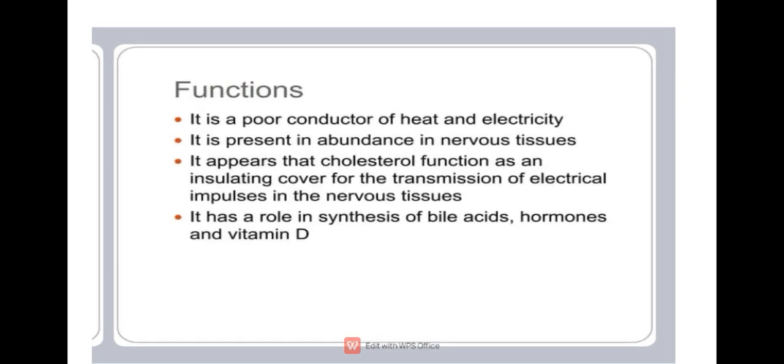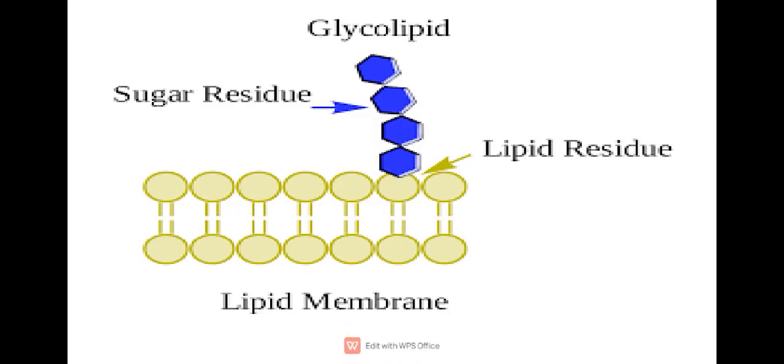It's a poor conductor of heat and electricity. It's present in abundance in nervous tissues. It appears that cholesterol functions as an insulating cover for the transmission of electrical impulses in the nervous tissues. It has a role in the synthesis of bile acids, hormones, and vitamin D. Next, the lipid membrane: sugar residues and lipid residues are attached along with the glycolipid.